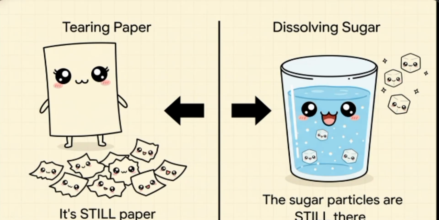Just think about it this way. If you rip a piece of paper into 100 little bits, what do you have? 100 little bits of paper. The substance itself is totally unchanged. Or if you stir sugar into your coffee, the sugar crystals seem to disappear, but they're still there, just mixed in. You could even get them back if you boiled off the coffee.